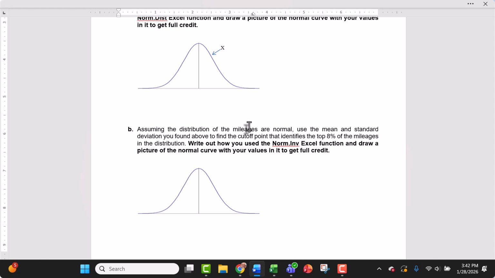Tell me the probability you're using. Tell me the value of the mean. Tell me the value of the standard deviation. And I want that actually spelled out, written out: norm.inv, open the parenthesis, put in the probability, put in mu, put in sigma, close the parenthesis, and then tell me what that value is.